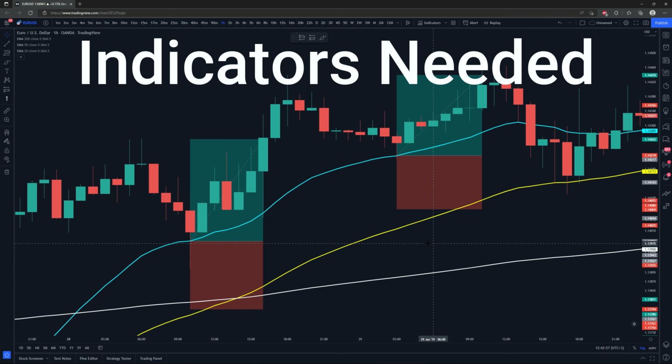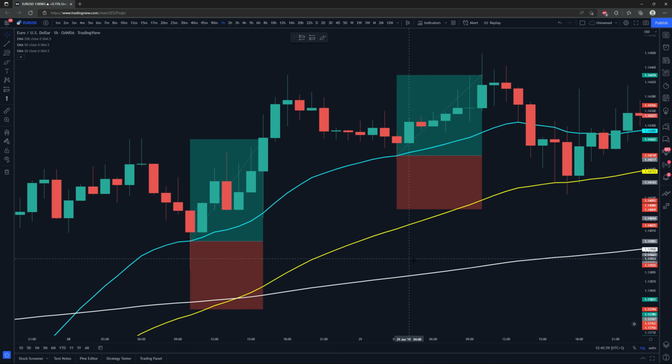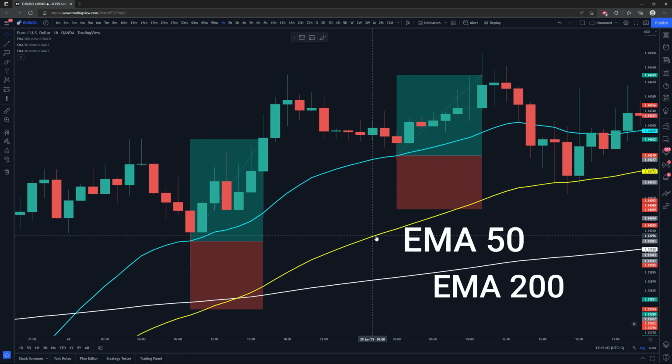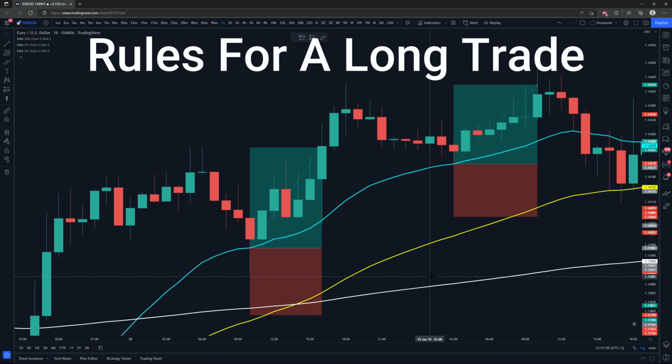All right, let's cover the indicators you'll need for this trading strategy. All you'll need are 3 exponential moving averages. One is a 200 period exponential moving average, one is a 50 period exponential moving average, and one is a 20 period exponential moving average. Now let's cover the rules to this strategy, starting with the rules to take a long position.